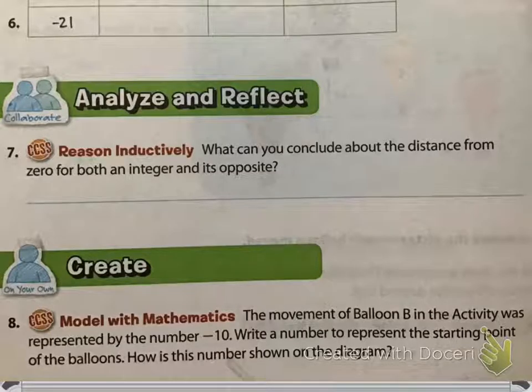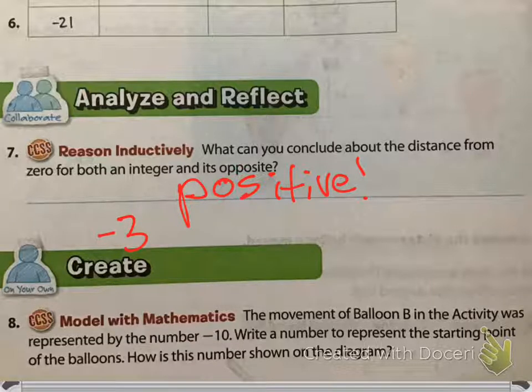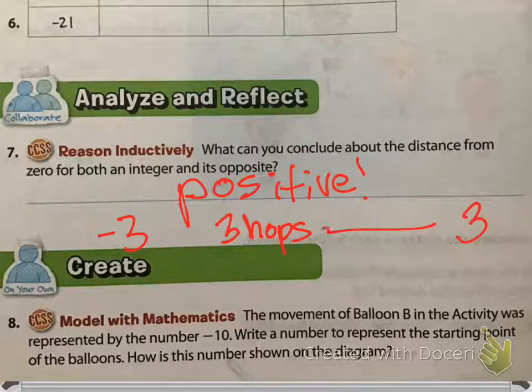As such, what can you conclude about the distance from 0 for both an integer and its opposite? What do we know about the distance? The distance is always, Elsie? Always positive, and it's the same. Negative 3 is 3 hops. 3 is also 3 hops.